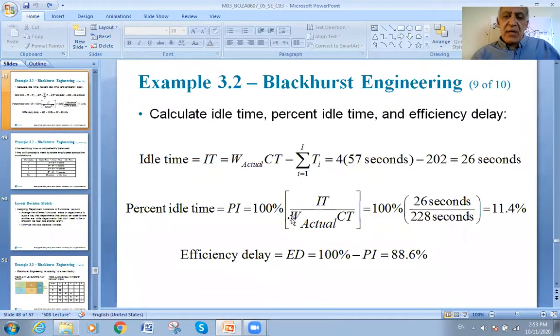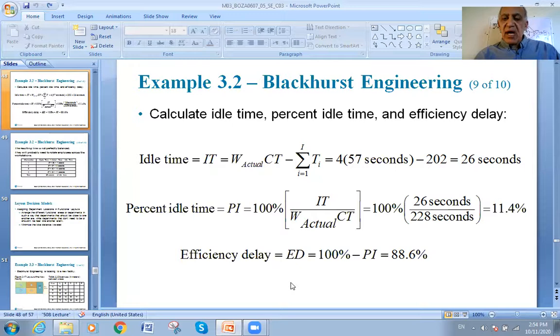Now, we said to get the idle time, meaning the working stations, which are 4 working stations after rounding them, multiplied by 57 seconds. What is the 57? We said the 57 is the largest one, the CT which we got, minus 202, it will give me 26 seconds.